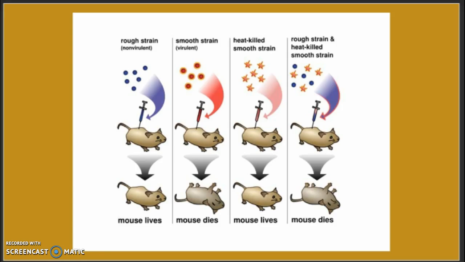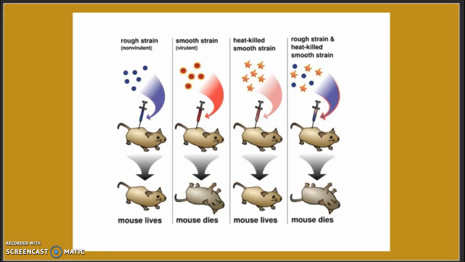But the first thing he did is he started with the rough strain, and that's the non-virulent strain. And he injected it into the mouse. The mouse lived. And then he took the smooth strain, which is the virulent strain, the evil one, the bad one. We don't like that one. He injected it into the mouse, and the mouse died.